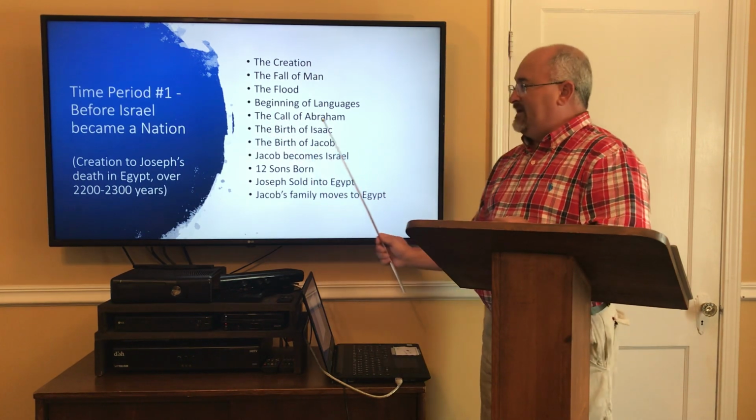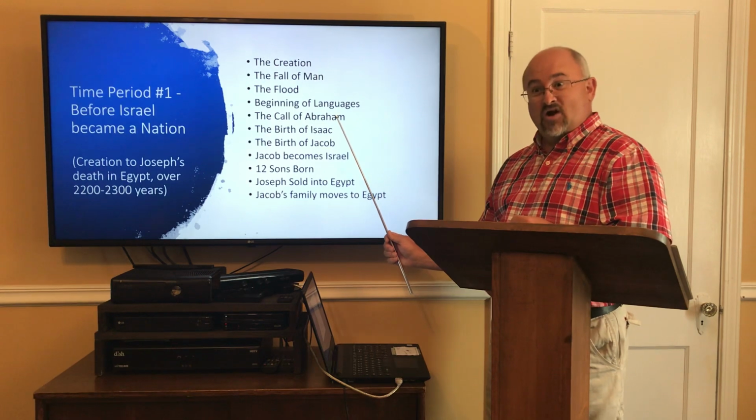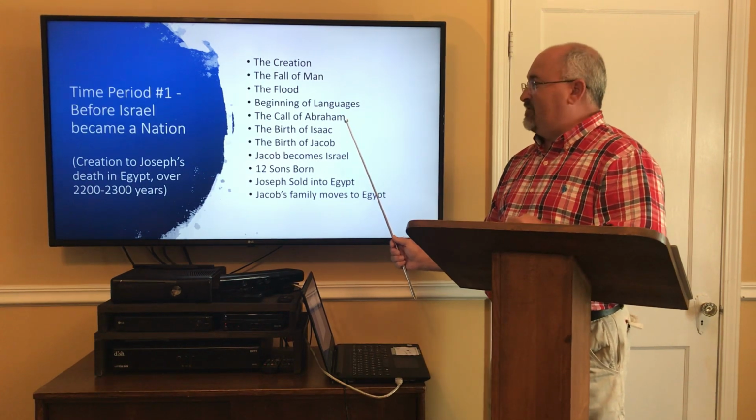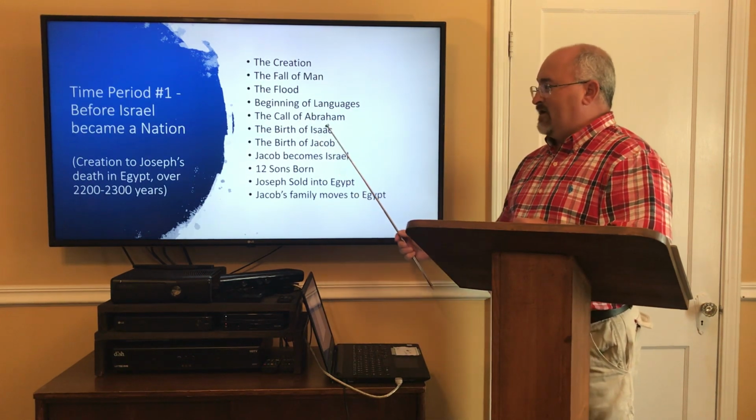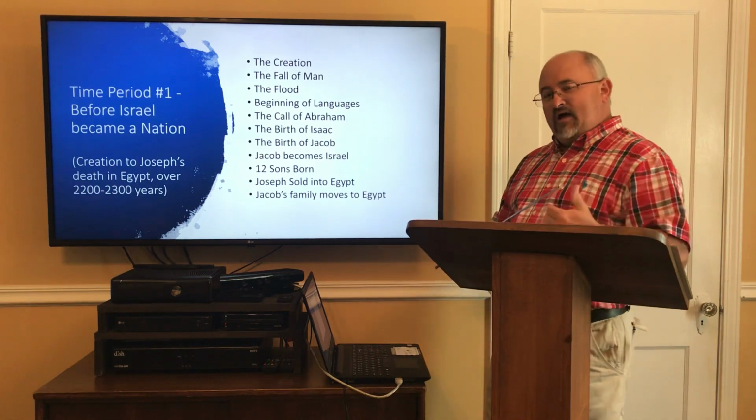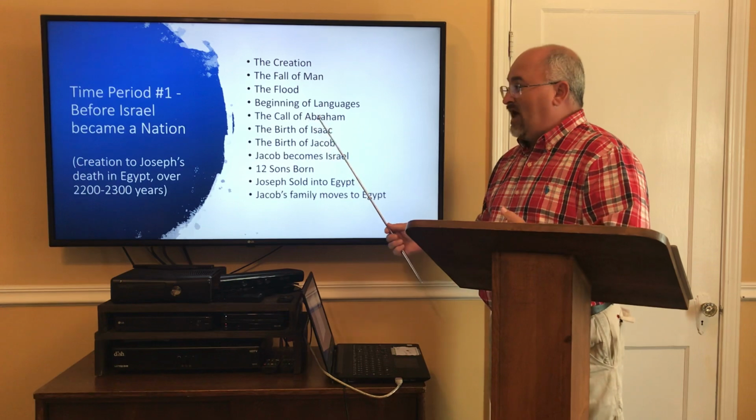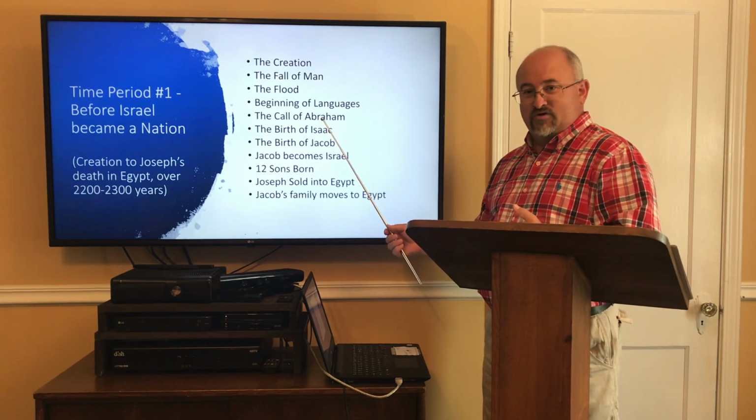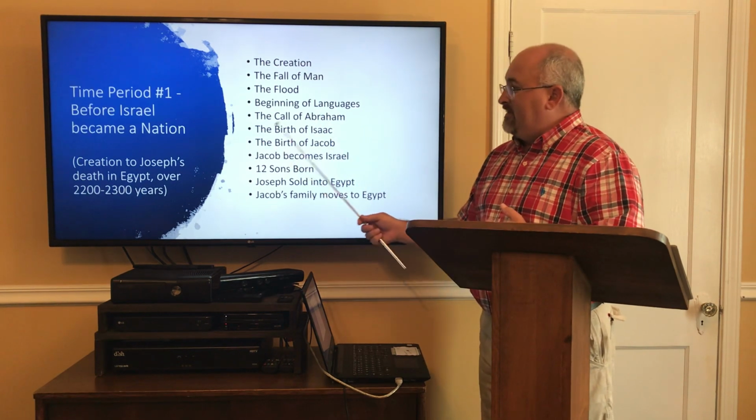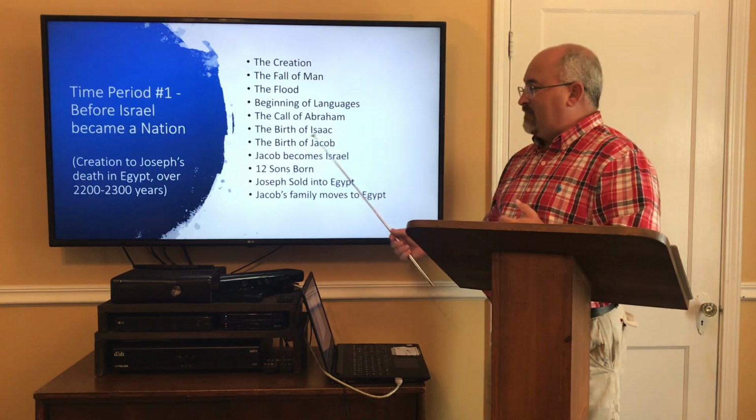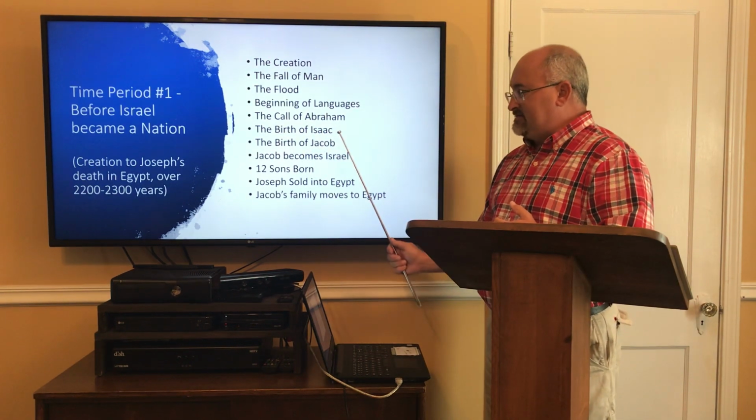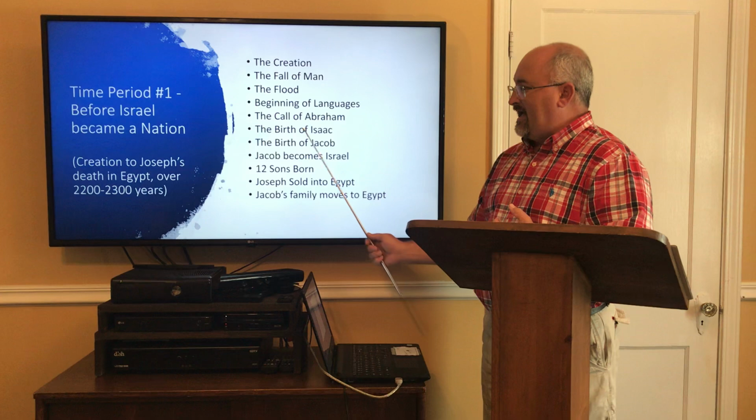Where did Abraham live? In Ur. Very good. Just north of the Persian Gulf. So God called Abraham and said, Abraham, move to a land that I will show you. I will make of you a great nation, and all families of the earth will be blessed through your seed. Okay. Then Abraham had a son. His name was Isaac. So the birth of Isaac, stories around Isaac.